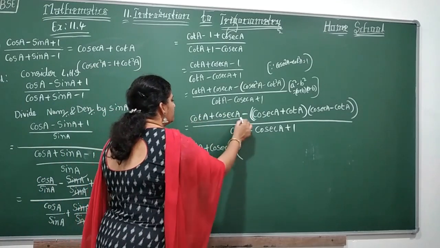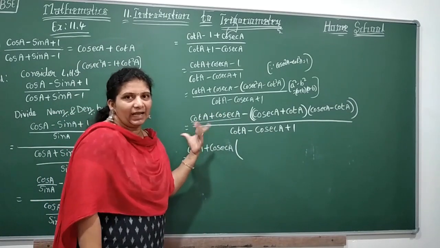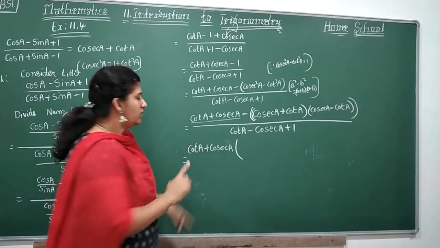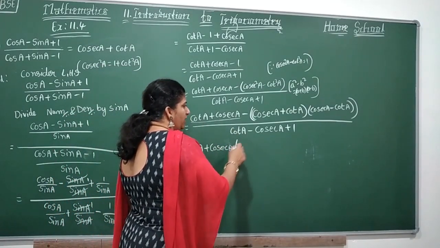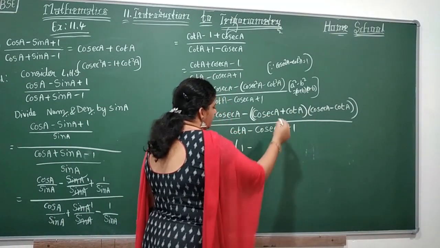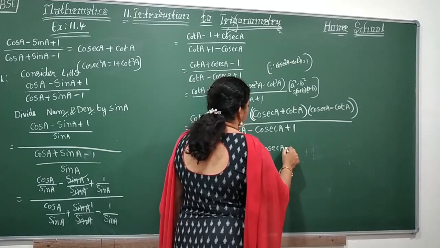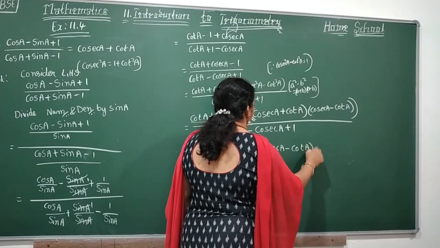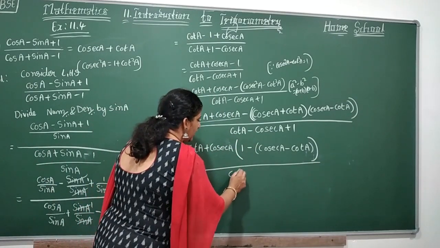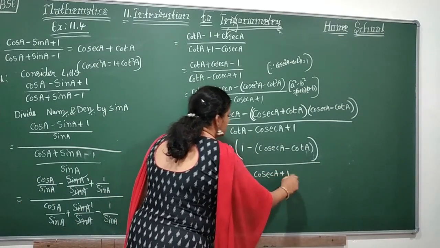So look here. You are taking this set common, children. If you remove it, what will be left here? Nothing. Nothing means 1. Don't forget to write this one. Okay, so I have taken cot A plus cosecant A common. 1 minus. In this, I have removed this set and written the remaining within brackets. Don't forget to write the brackets. Okay. Whole divided by cot A minus cosecant A plus 1.